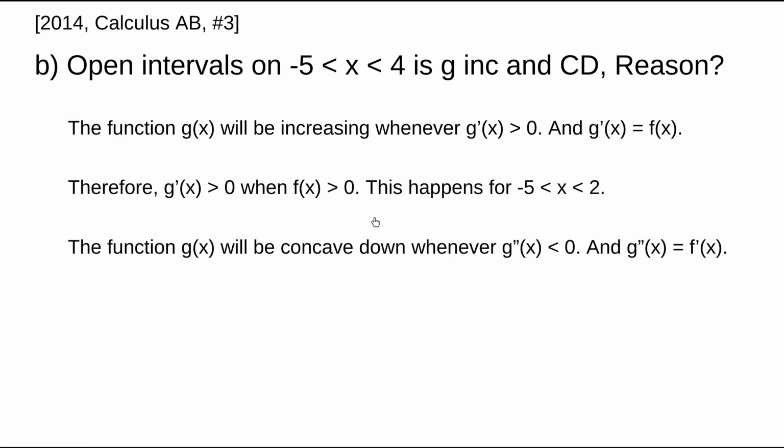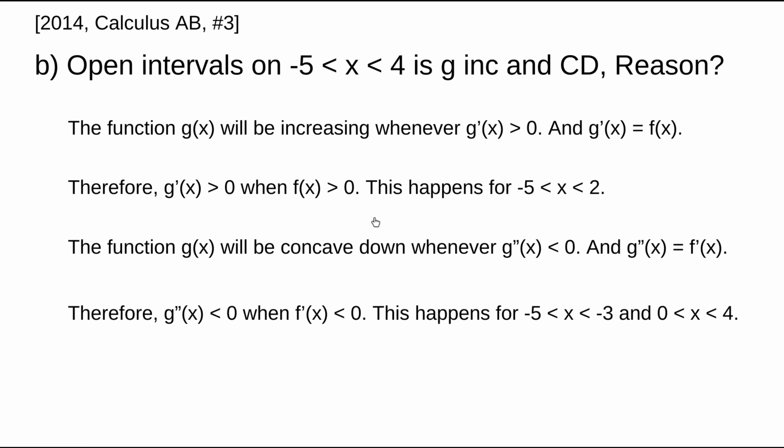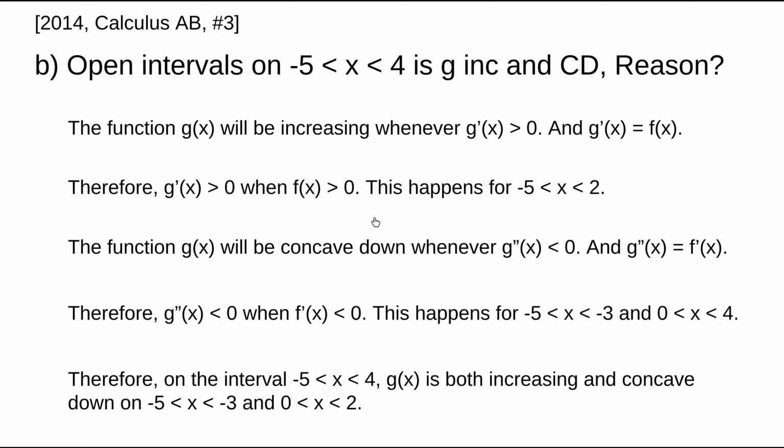And g of x will be concave down whenever g double prime of x is less than 0. Since g double prime is equal to f prime of x, we just need to know when f prime of x will be negative. This happens on a couple of different intervals: when x is between -5 and -3, and when x is between 0 and 4. So if we combine those two intervals, g of x will be both increasing and concave down on the intervals from -5 to -3 and from 0 to 2.